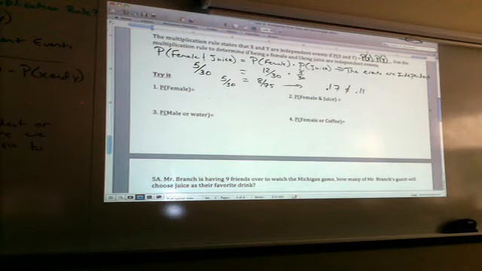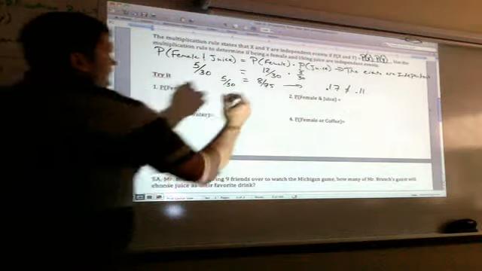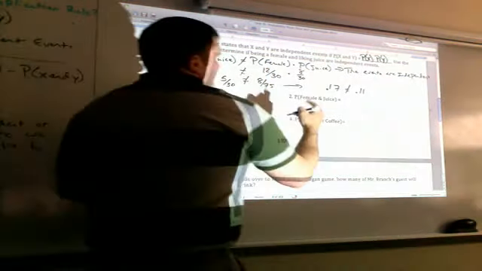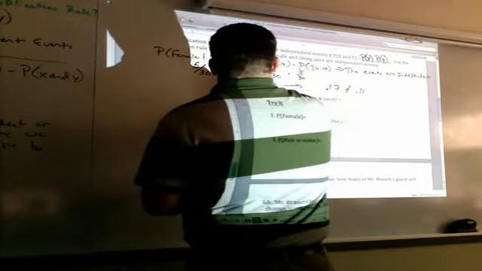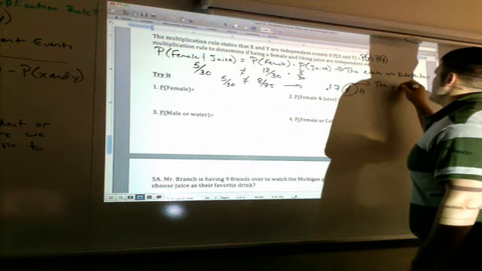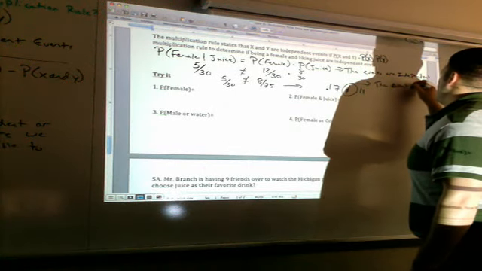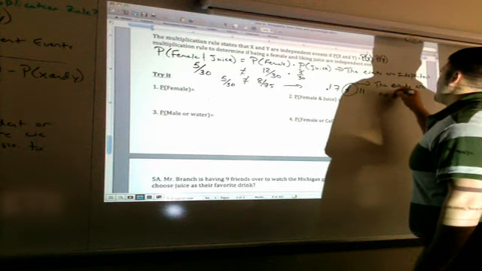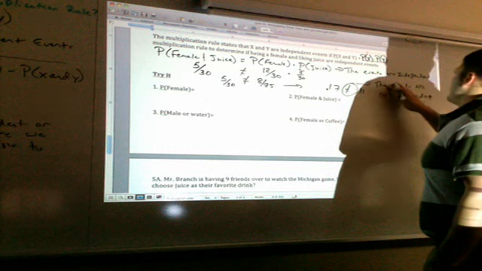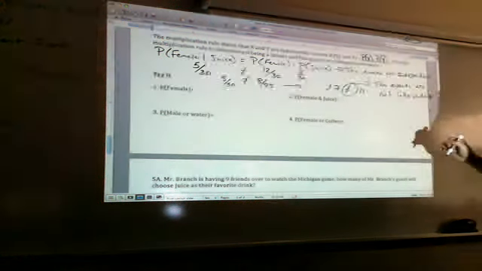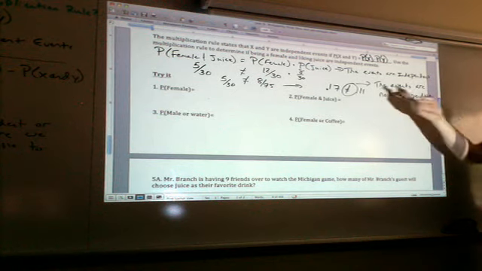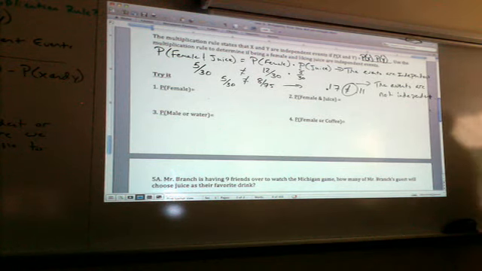So what does that tell us about the events? They're not independent. So all these equal signs end up being not equal. Since they're not equal right here, that means the events are not independent. Now, if those were equal, then we could say they're independent.